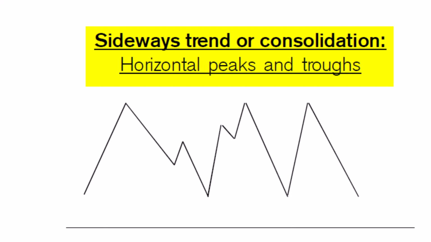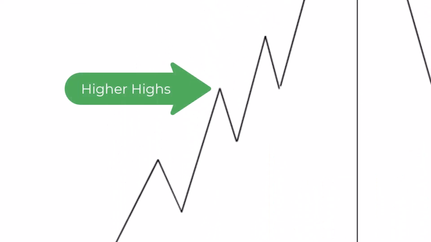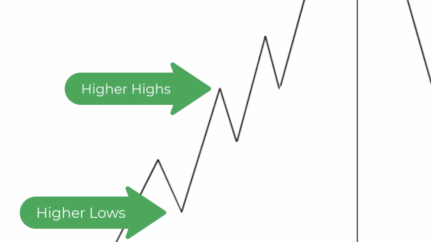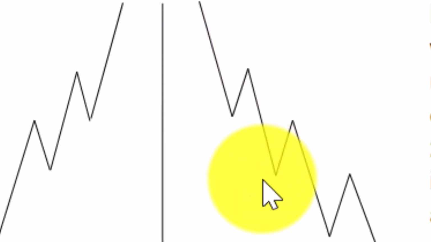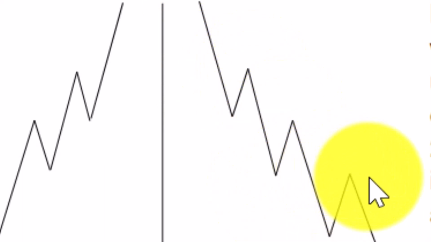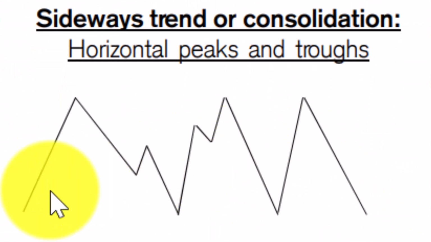direction. Well, what is an uptrend? An uptrend is defined as higher highs, higher lows. We can see here that an uptrend has higher peaks and higher troughs. So we have higher highs and higher lows. On a downtrend, start here and we have lower lows and lower highs. We're working our way downwards. And during a sideways trend or a consolidation, we have horizontal peaks and troughs as we bounce around in this general area.